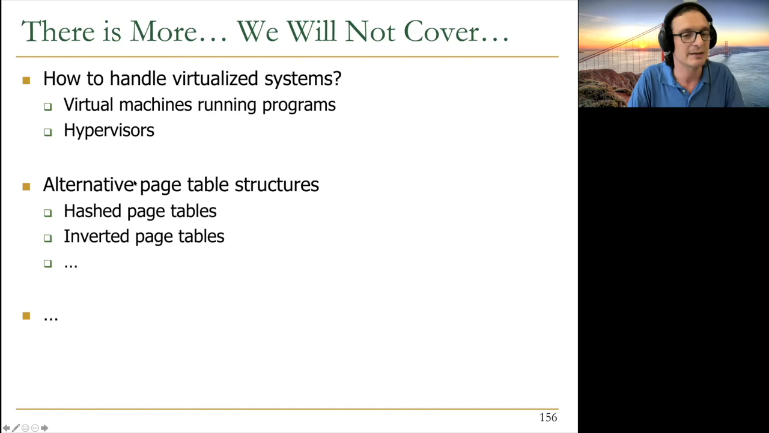Basically, we just directly indexed. We didn't really do sophisticated hashing to the virtual address. And there's more that we don't have time to cover.